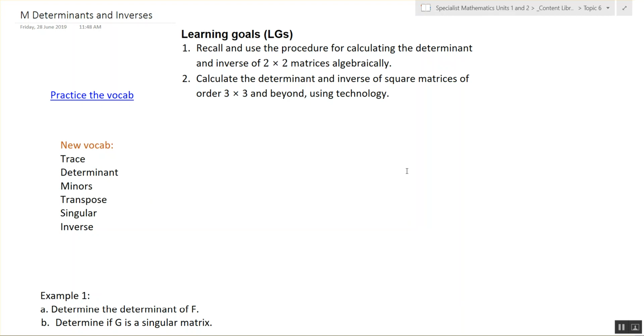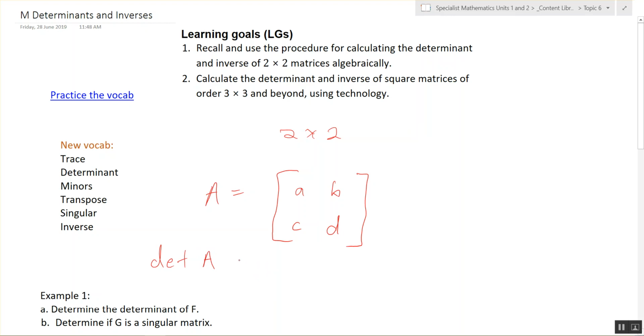All right, so determinants and inverses. What does determinant mean? Anyone know? Something about finding. All right, so if we have a matrix that looks like this, matrix A is often seen like this: determinant A. Does that make sense?